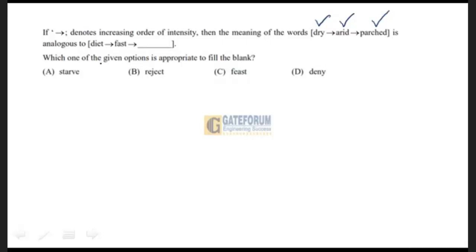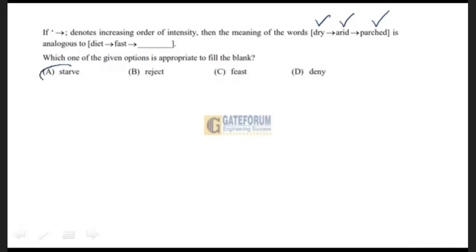Now diet. She is on a diet. So which means, eating less. Fast. See, I am on a fast. Okay. So which means for a temporary period of time I am not eating. But then amongst all the options, the extreme form of that would be starve.